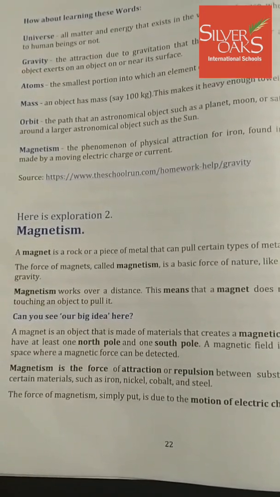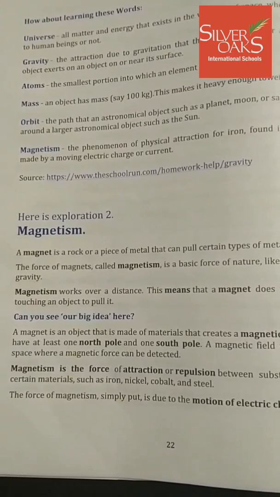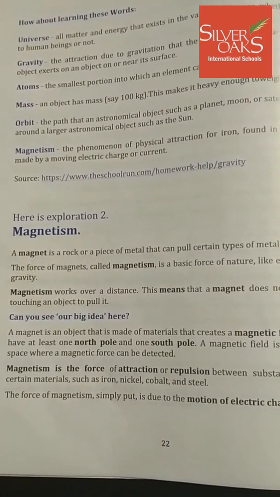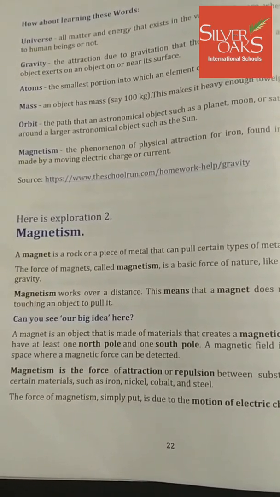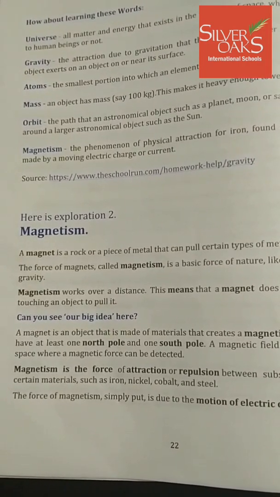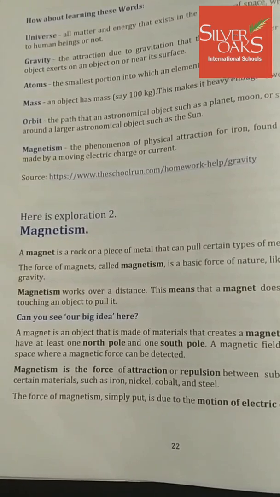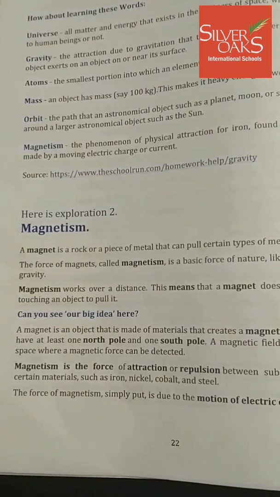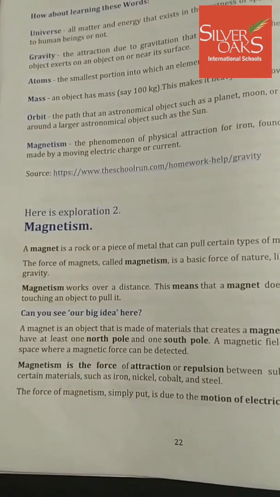The force of magnets, called magnetism, is a basic force of nature, like electricity and gravity. Magnetism works over a distance. This means that a magnet does not have to be touching an object to pull it.